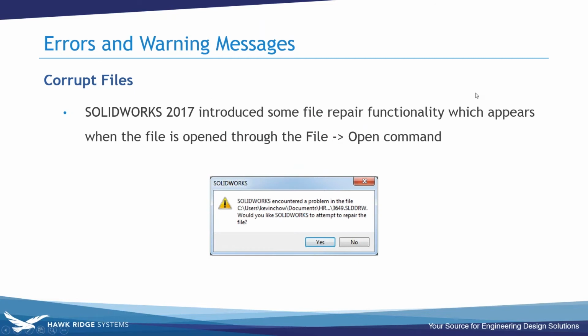So SOLIDWORKS 2017 actually did introduce some file repair functionality, and you can access that by going through the file open command and selecting your file, or if you're just dragging the file from Windows Explorer into SOLIDWORKS. If that doesn't fix the issue, there's a few manual troubleshooting steps for assemblies and multi-sheet drawings that you can go through to narrow down the issue here.